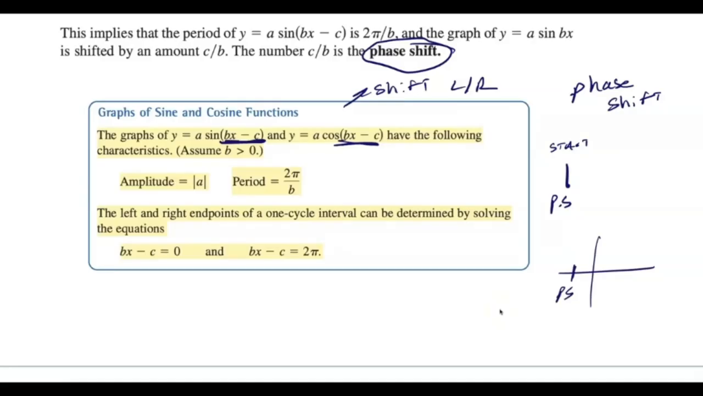And then you have to figure out where you end. Well, the ending point is just, you have the period, wherever the period is. You go plus the period, which is normally 2 pi over b. Now get to your endpoint. So that's the idea. If you start with our phase shift, that lets us know where we should start. And then you just add the period, because that's going to be 1 rotation. Now get your new endpoint.